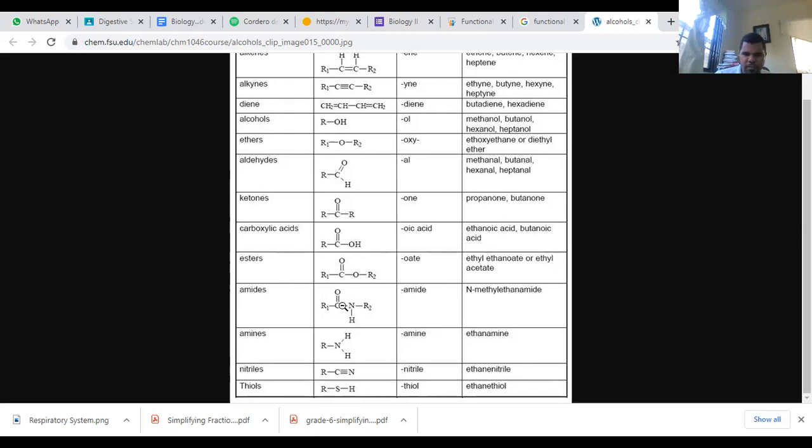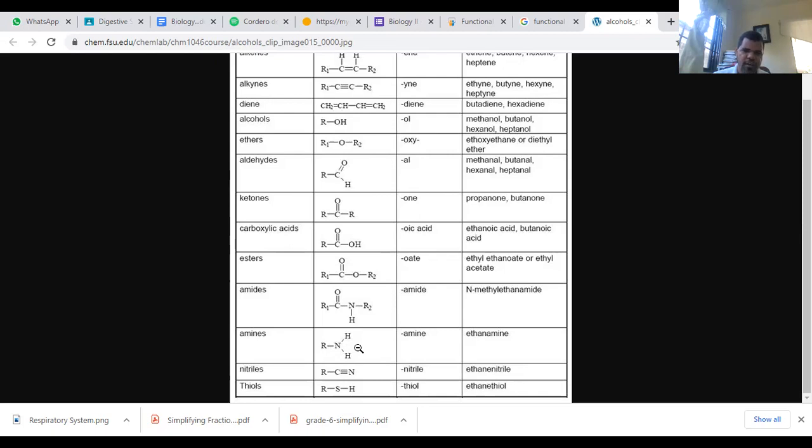Amides is the same thing, but instead of an oxygen, you have a nitrogen atom that is attached to a chain. Amines is a chain attached to a nitrogen atom.